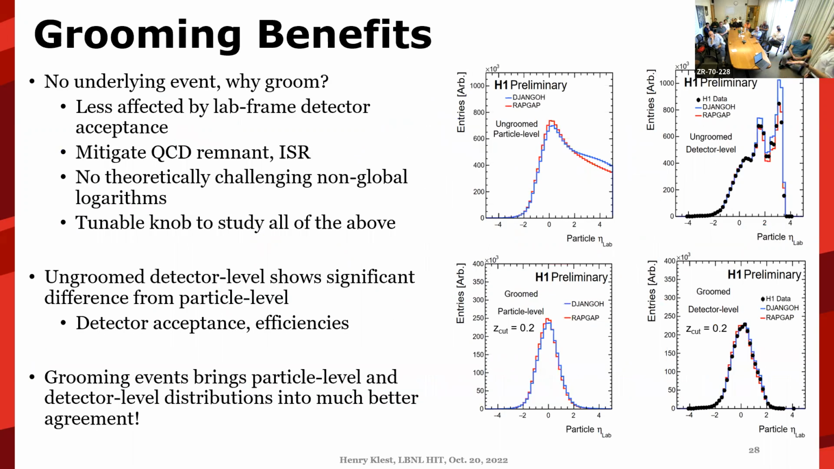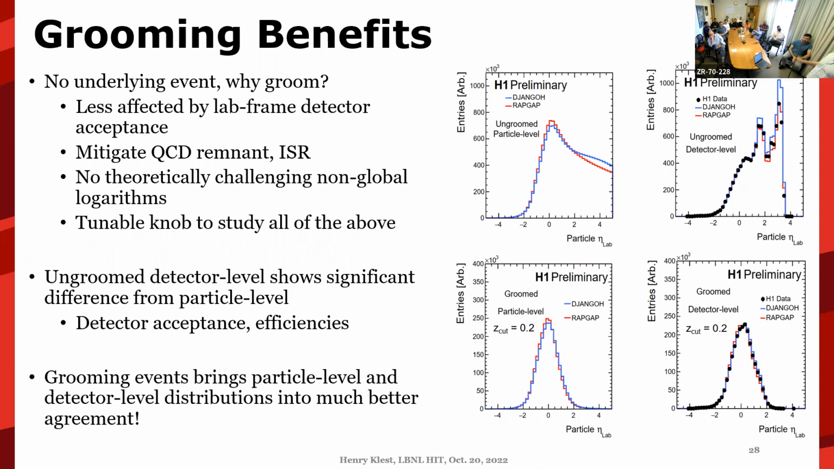We don't have underlying event in ep collisions. To a very good approximation, we don't have underlying event. So why should we groom? There's an experimental reason, and then there's a theoretical reason. First, it makes you less affected by lab frame detector acceptance. As I was showing for these event shapes, every single particle in an event, in principle, contributes. So if I try to measure an event shape, I'm very sensitive to radiation that I just didn't see in the detector.